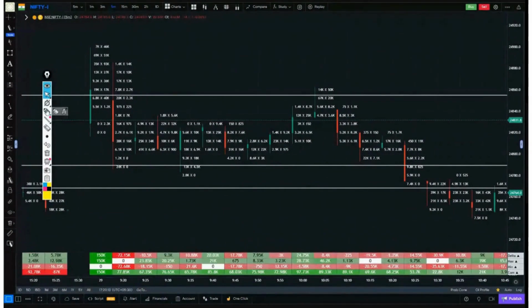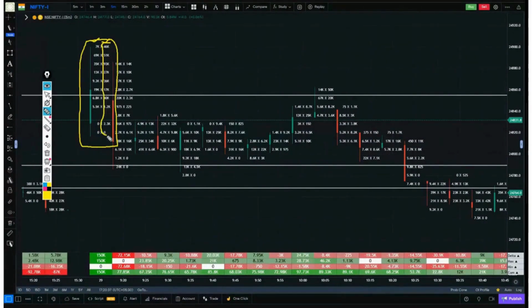Okay, so just like every day, you should know what delta is, because with the help of delta, we are going to read the footprint here. Now, what is delta? It is the difference between buyers and sellers. Look at the first candle. These are the footprints of the first candle. On the right side, there are buyers. On the left side, we have sellers.